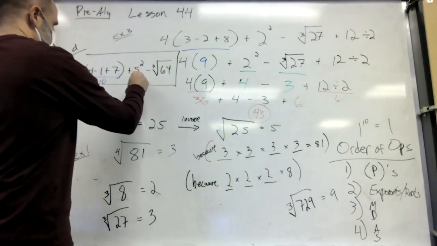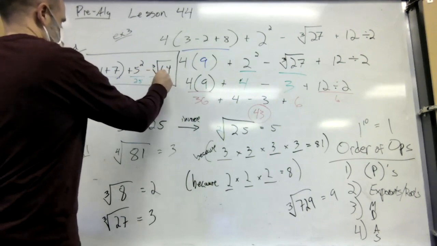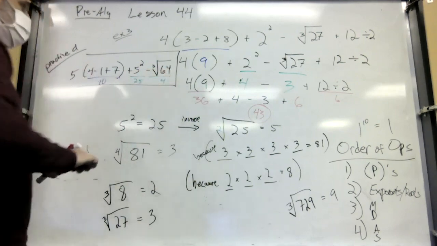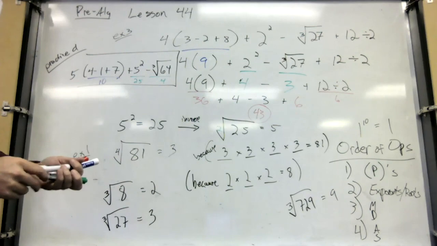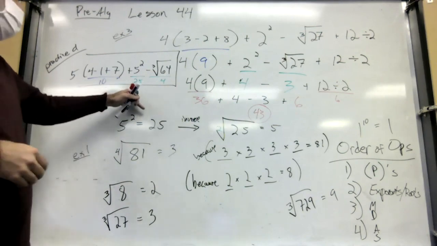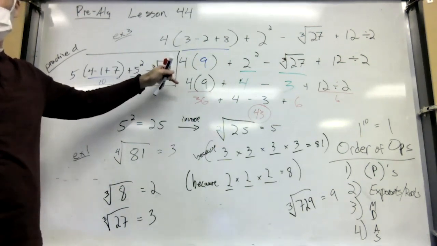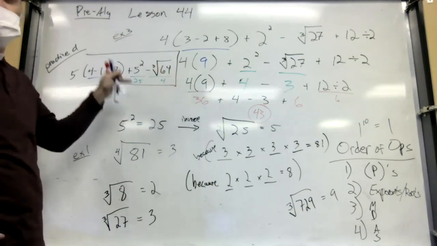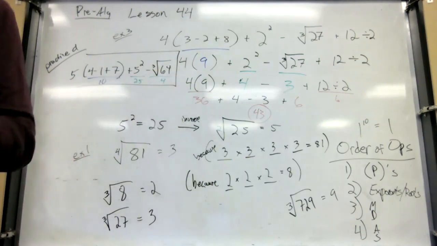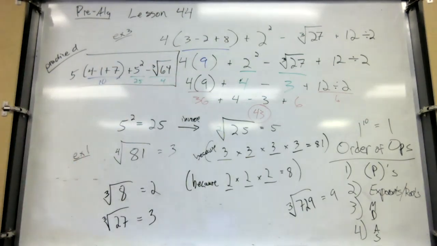So that's 10, right? Okay, so 5 times 10 is 50. Did you get 71? Yeah, that's what I got. So you got 5 times 10 is 50, plus 25 is 75, minus 4, because the cube root of 64 is 4. So 75 minus 4? 71. Okay, does that feel okay, guys?